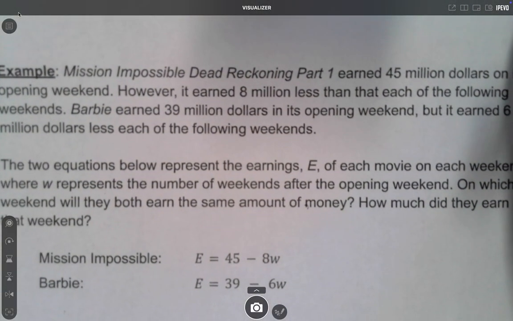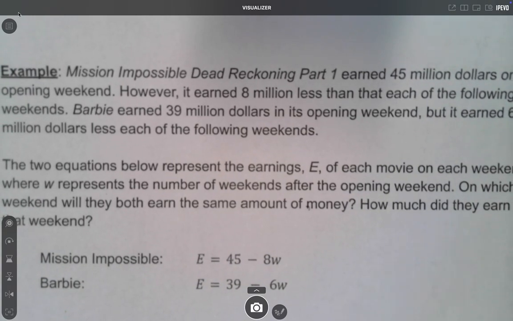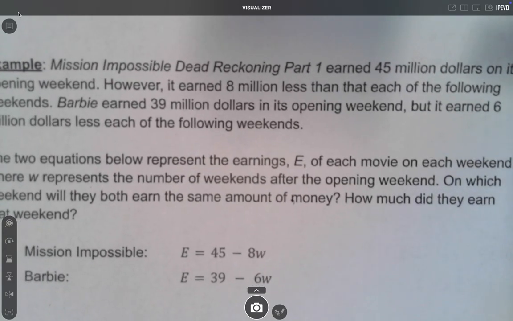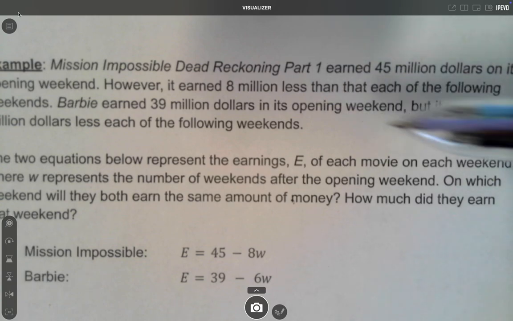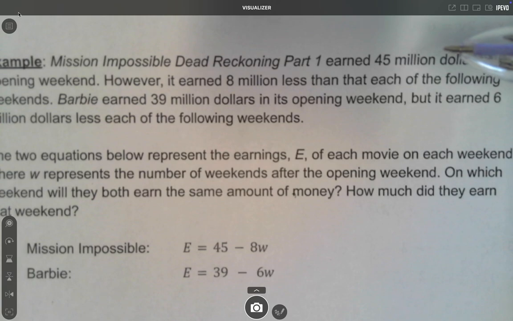And there'll be plenty of times we're just dealing with equations, but I wanted to at least give an example of a real life situation to start with. So the newest Mission Impossible to come out, at least as of this recording, was called Mission Impossible Dead Reckoning Part 1. It earned $45 million on its opening weekend. However, as often happens with movies, it earned less the following weekends. So it earned $8 million less than that each of the following weekends. So in other words, its earning kept going down by $8 million over and over.